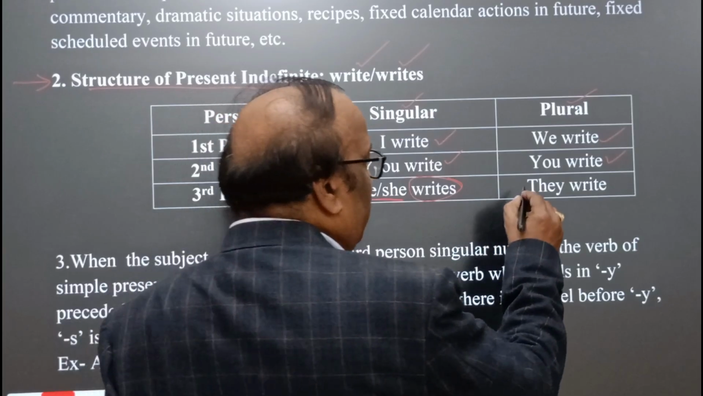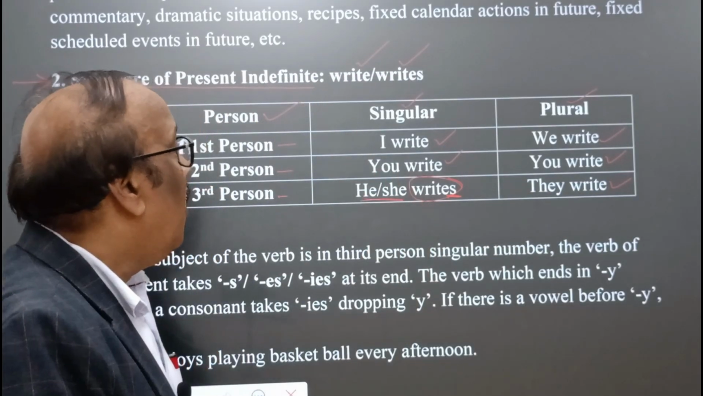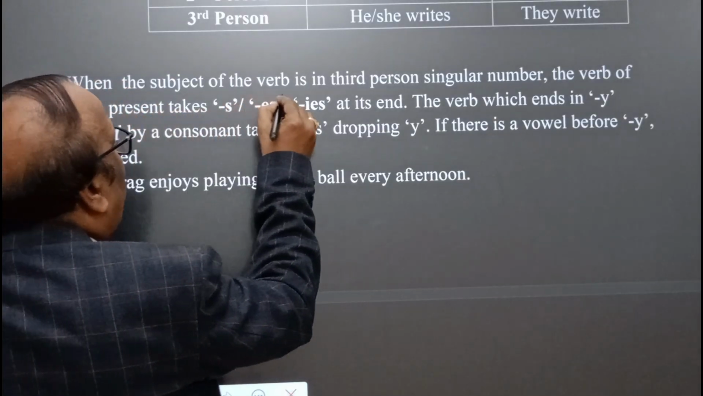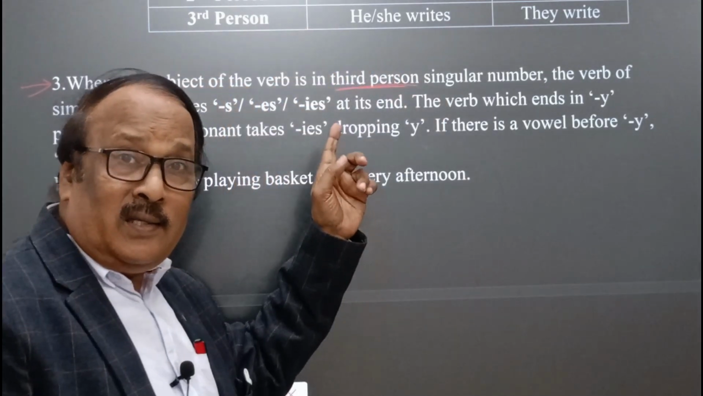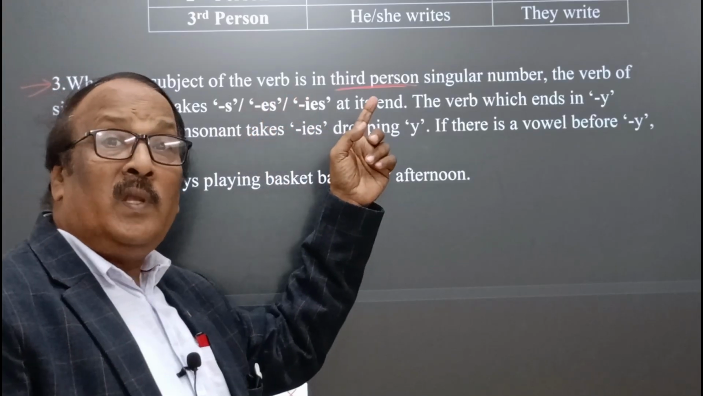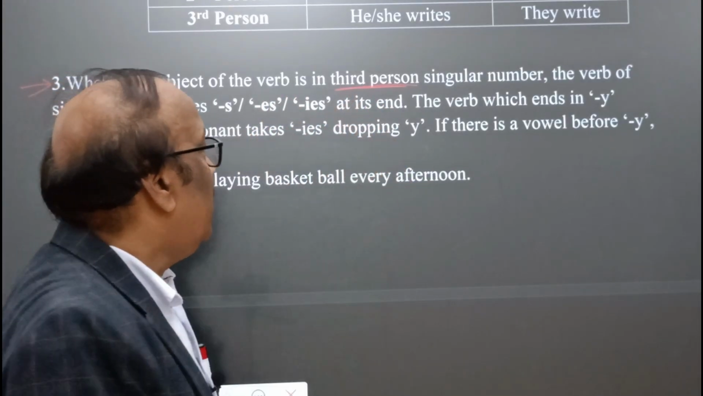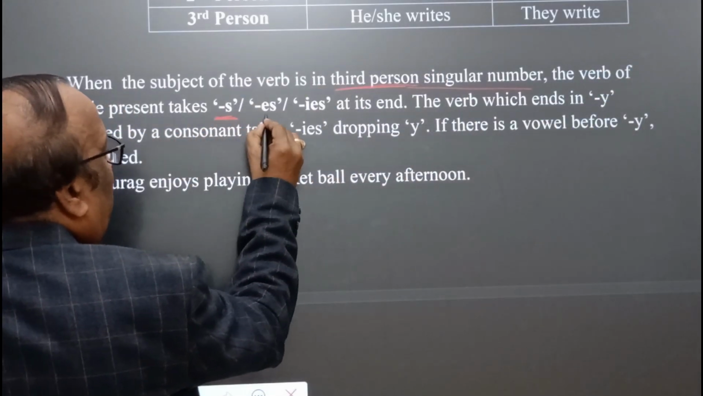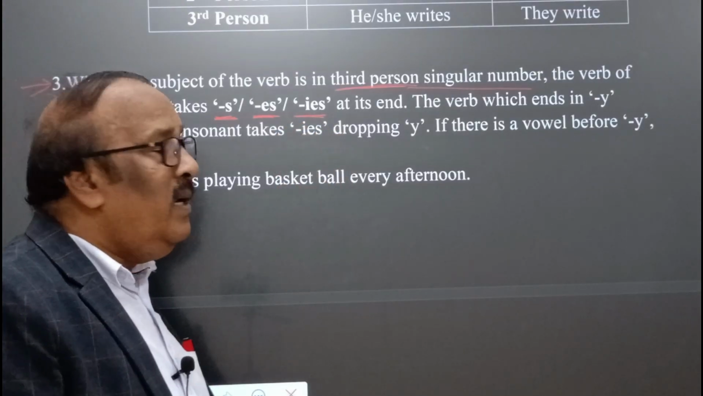But here they write. This is the structure of simple present tense. Okay, now come to the third point. Here we find when the subject of the verb is in third person, what I have already discussed. Whenever the subject of the verb is in third person, singular number, in a simple present case, the verb of simple present takes s or es or ies at its end.